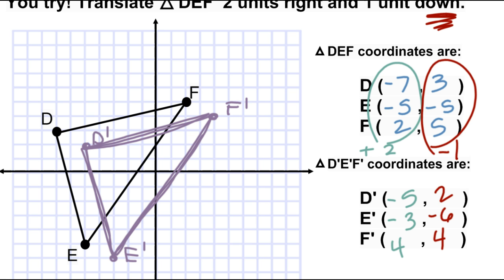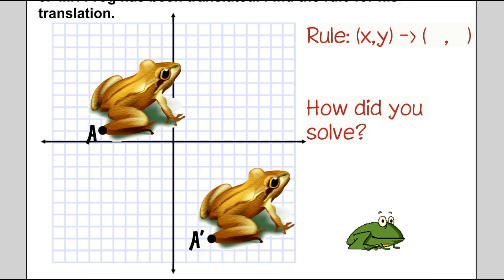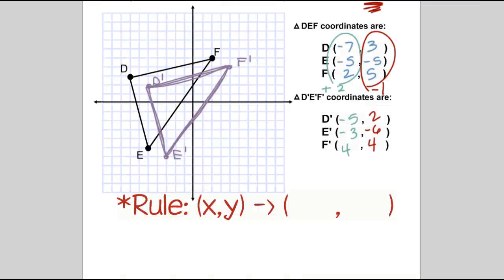We're bored? Okay, great. Oh, look at Mr. Frog. He's so cute. Do you see the frog eating the fly? Mr. Frog has been translated. Find the rule for his translation. We haven't been writing the rules on the other slide. Let me go back to this one and tell you how to write a rule. What was our rule? What did we do to the x values? Add 2. Thank you, Torin. And what did we do to the y values? -1. So write the rule down. I'm sorry we left that part out, the rule.